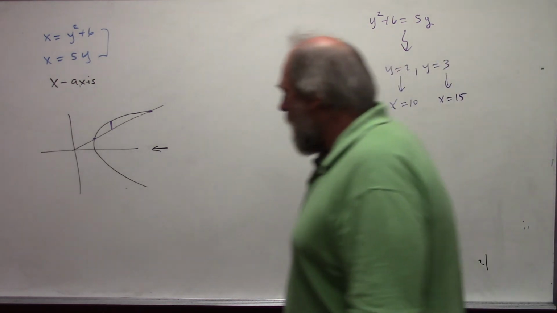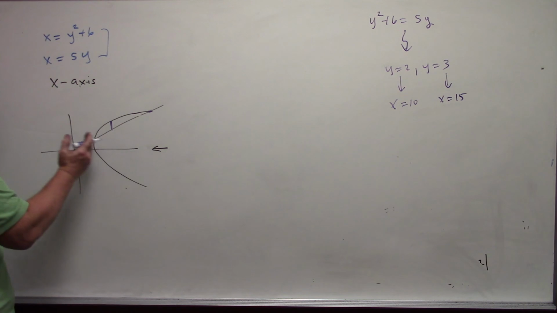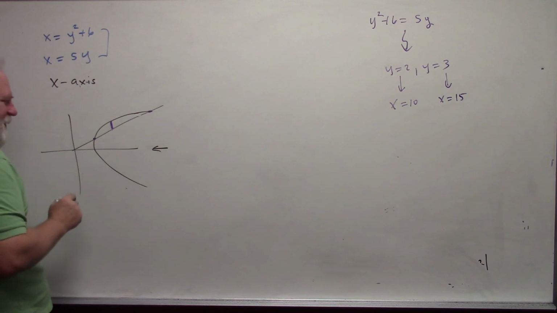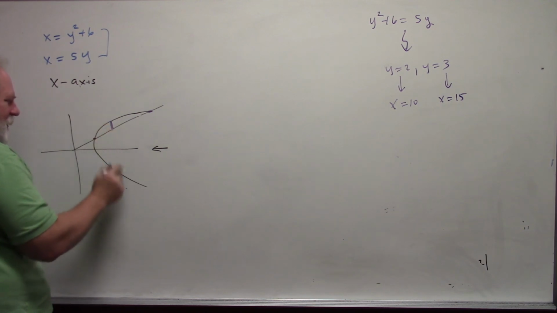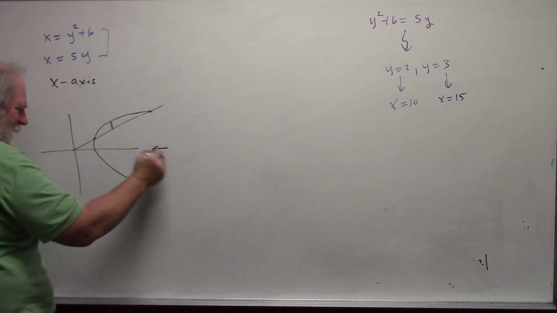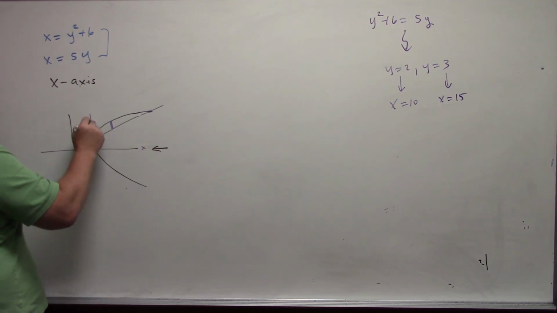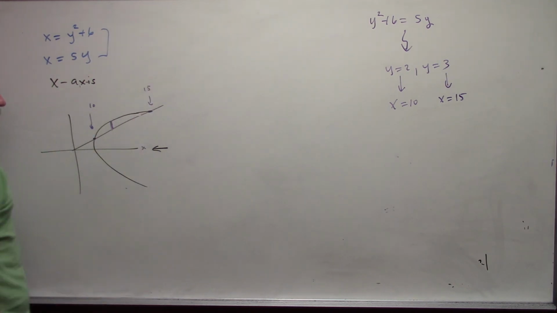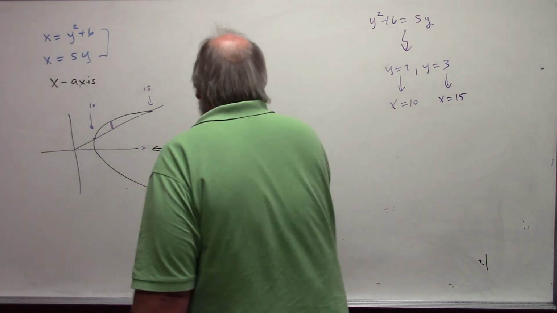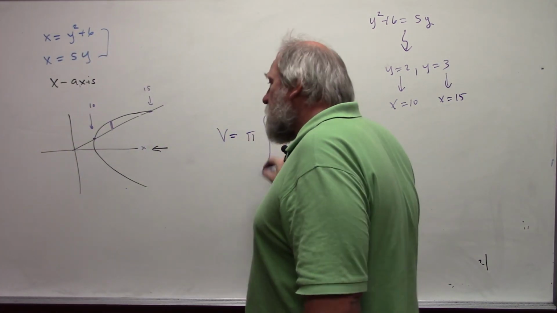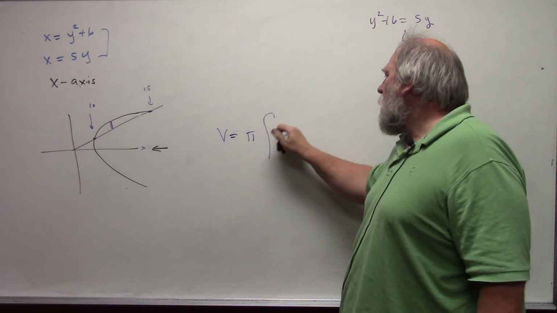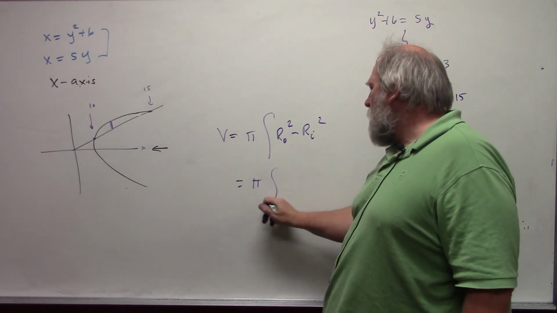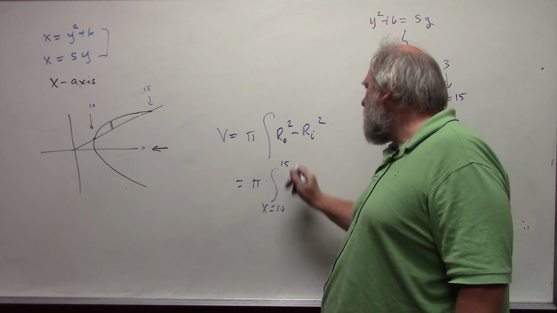And so now my rectangles are sliding across. The variable is always perpendicular to the axis, perpendicular to the rectangle. The rectangle is vertical. The variable that we need then is x. And so x is going to go from 10 to 15. And my volume, in this case, is going to be, again, I'm still using washers, pi r sub o squared minus r sub I squared. My variable is x, goes from 10 to 15.